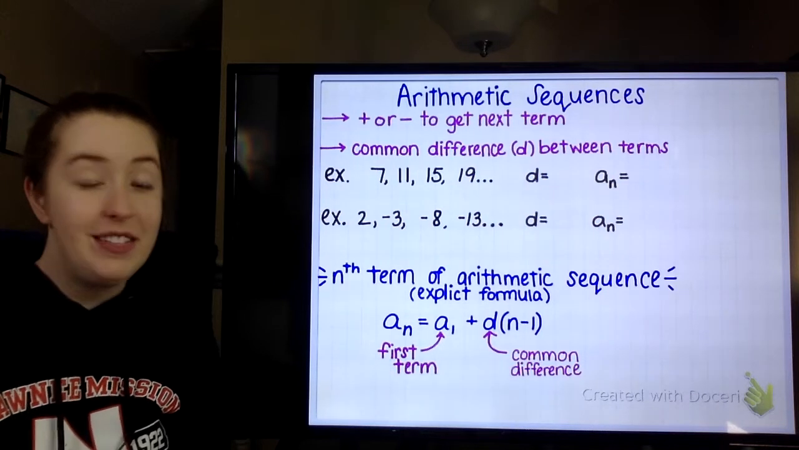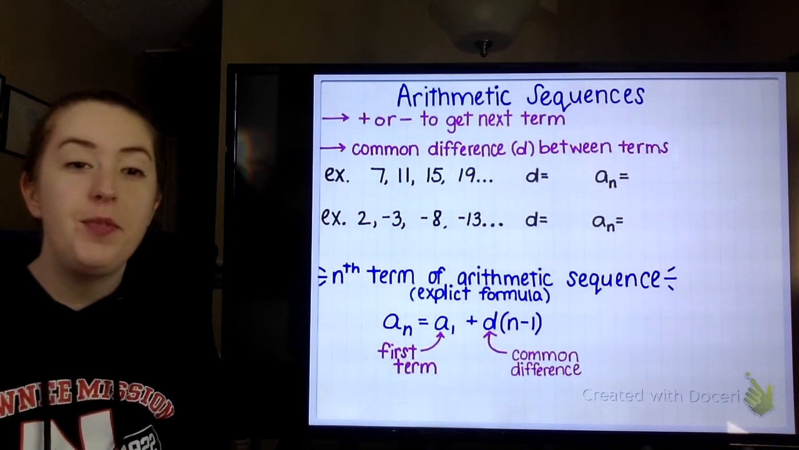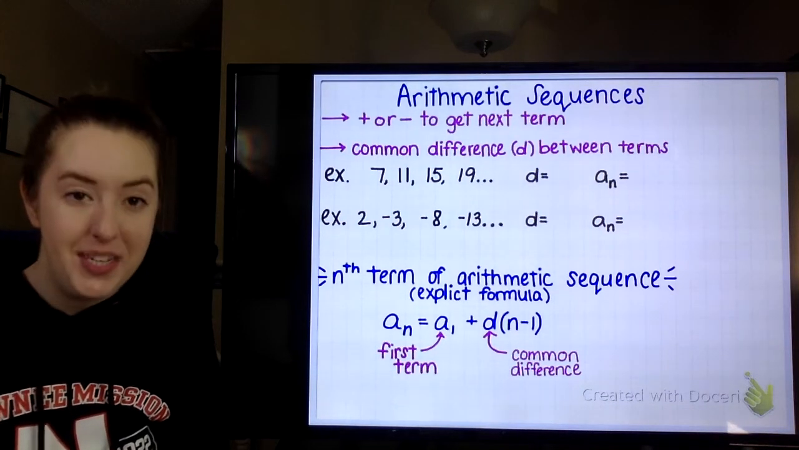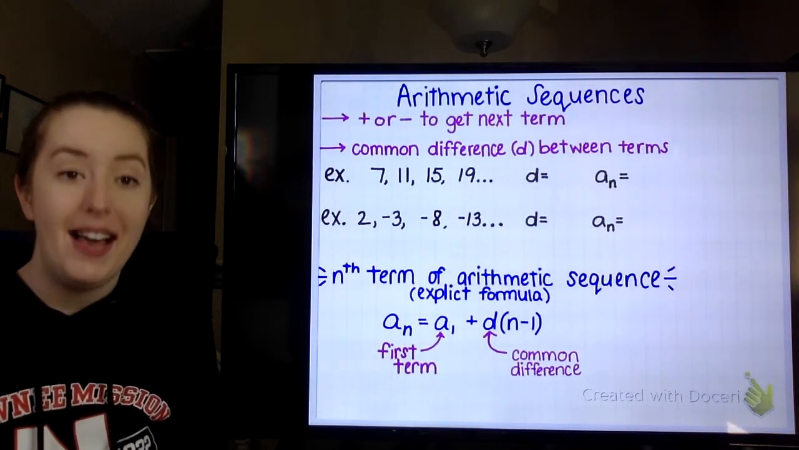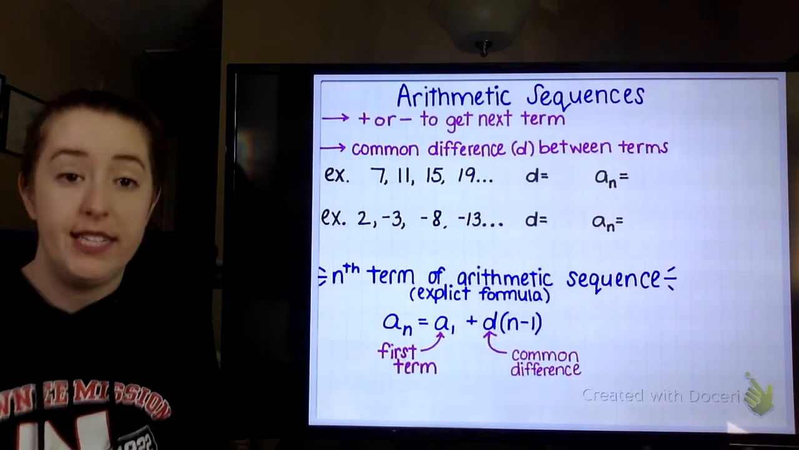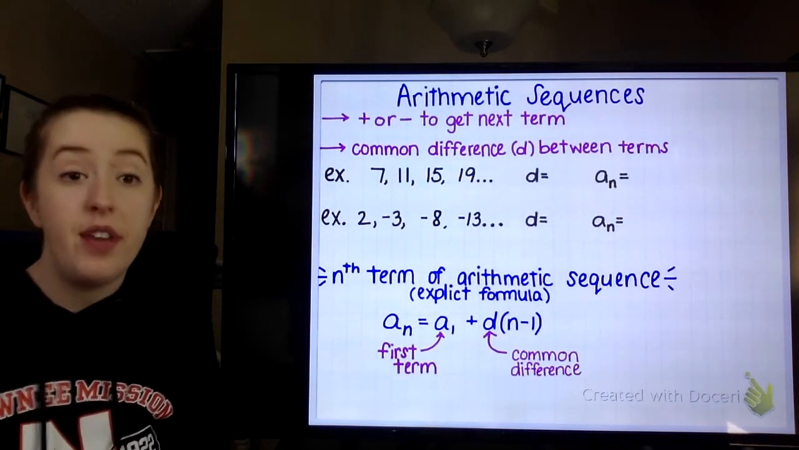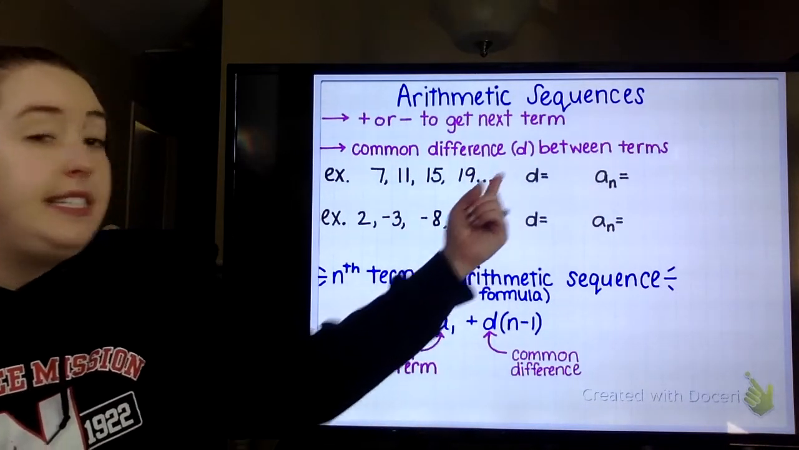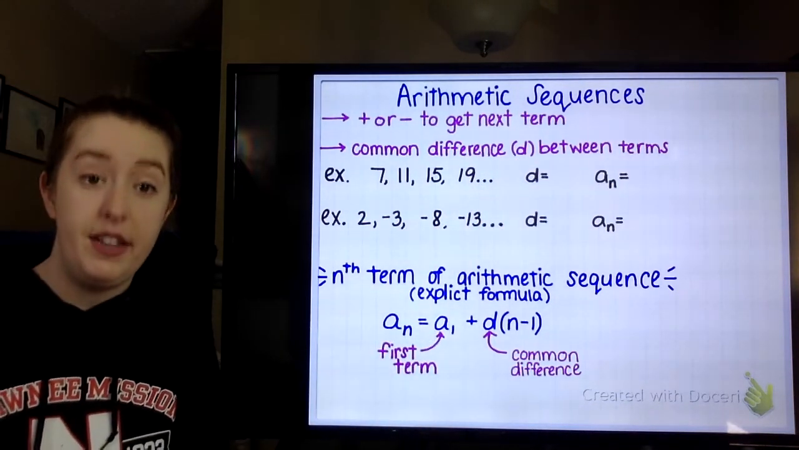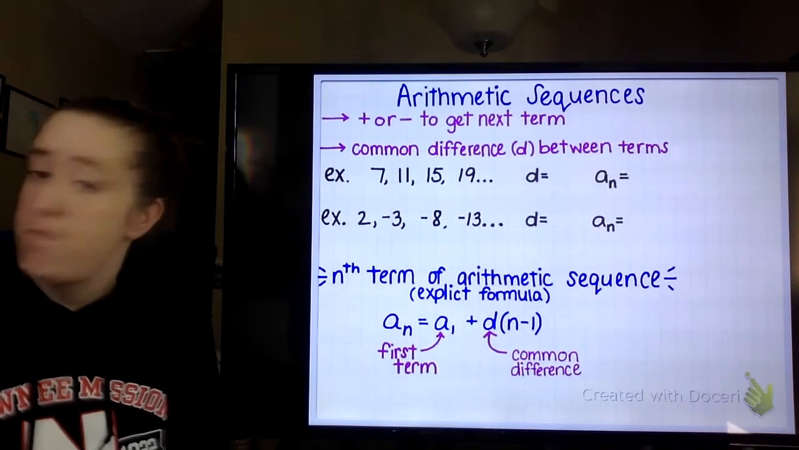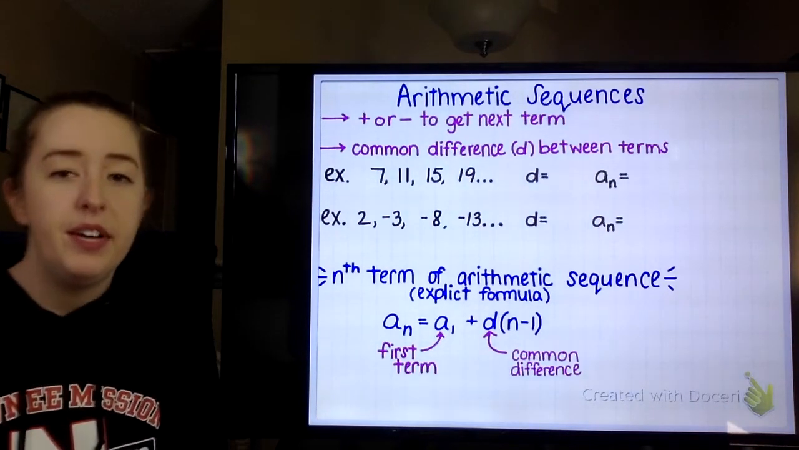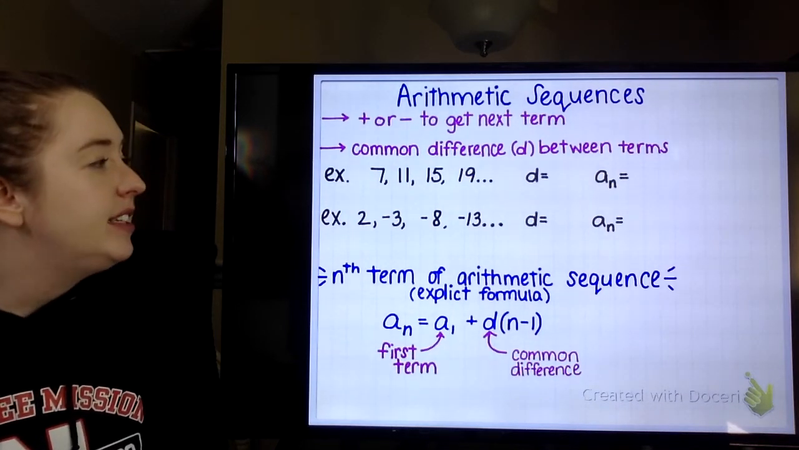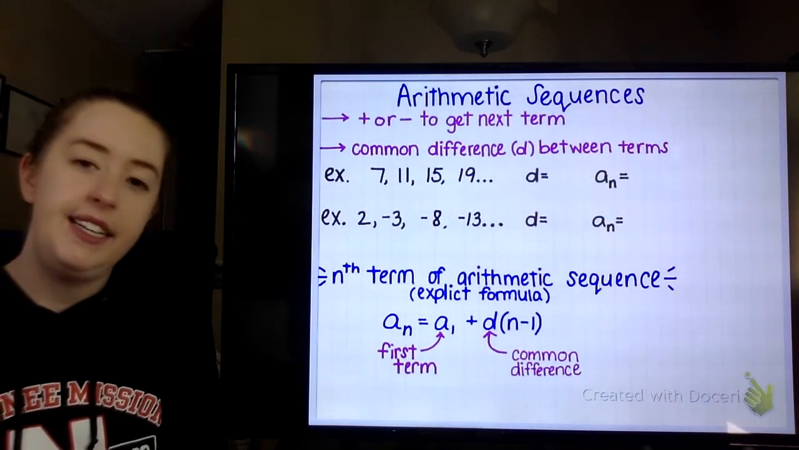So, arithmetic sequences. What makes a sequence arithmetic? Well, it comes from the word arithmetic. In an arithmetic sequence, to get the next term, we add or subtract the same number every time. That same number that we add or subtract is called the common difference, and we always use d to talk about that common difference. For example, here's an arithmetic sequence: 7, 11, 15, 19, and so forth.